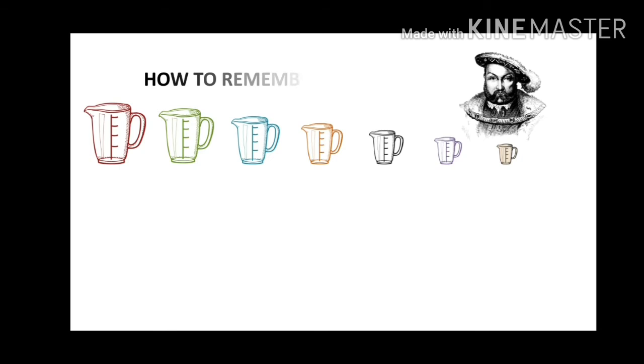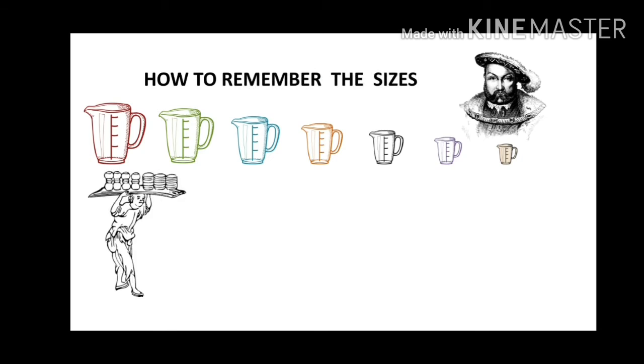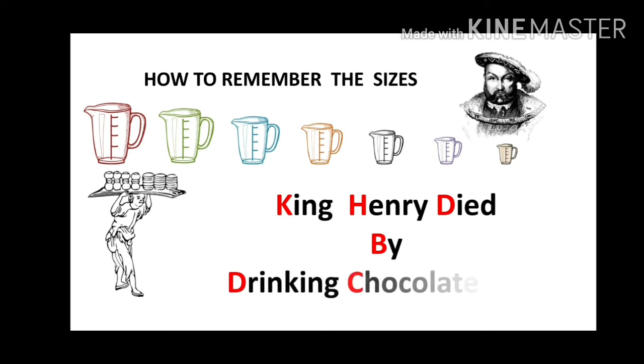Now, how to remember the sizes? For this, the royal potter gave one idea on how to remember the sizes of these vessels, because King Henry was no more. After his name, he gave a formula: King Henry died by drinking chocolate milk. Again, King Henry died by drinking chocolate milk. Now what is the relation between this line and the formula?